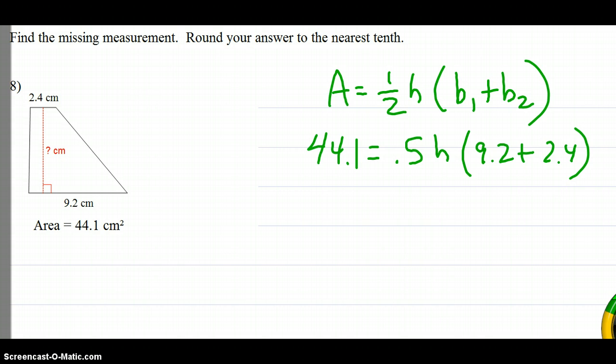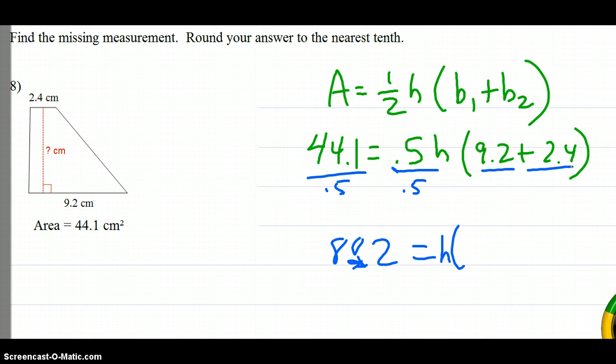So what we want to do is get rid of the 0.5. So we'd get 88.2 equals, again, I'm not sure what's going on with my pen, h times, add these together, we get 11.6. So we're solving for h, so divide both sides by 11.6.